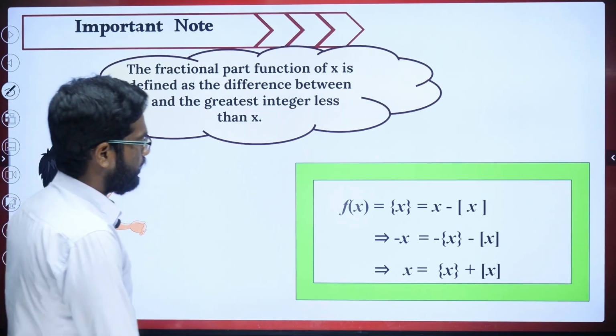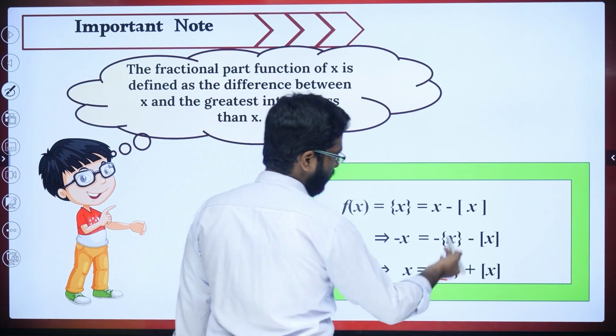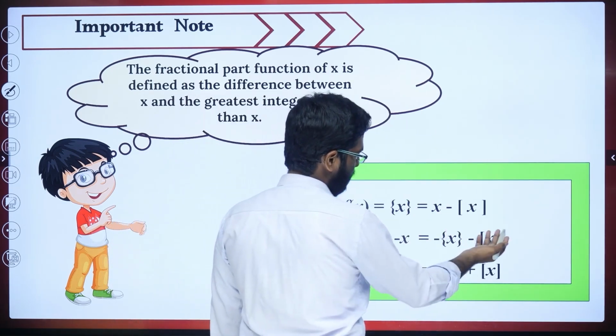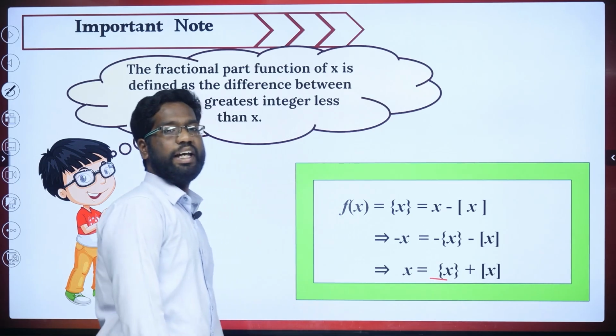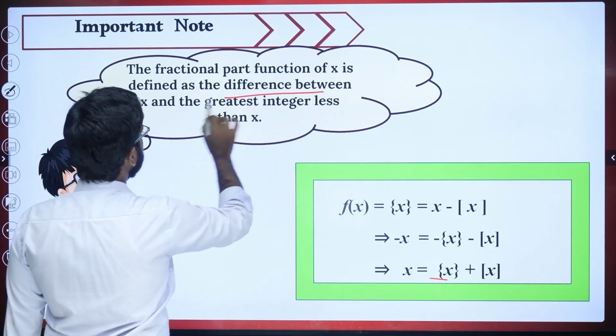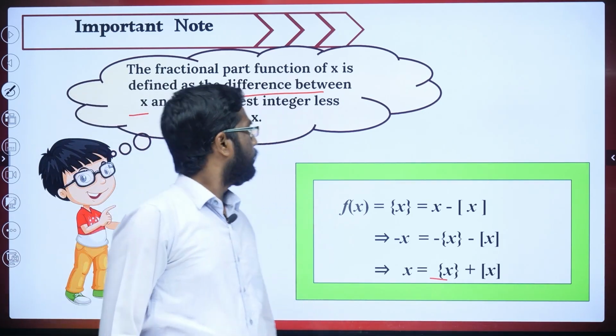Then yes my dear students, already I have mentioned that x is equal to the sum of the fractional part function and the greatest integer function. If you apply a negative, it will become entirely negative. The fractional part of x is defined as the difference between x and the greatest integer less than x.